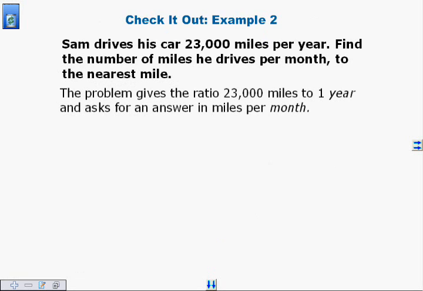So you try. Sam drives his car 23,000 miles per year. Find the number of miles he drives per month to the nearest mile. The problem gives the ratio 23,000 miles to 1 year and asks for an answer in miles per month. So go ahead and pause the video and give this one a try.